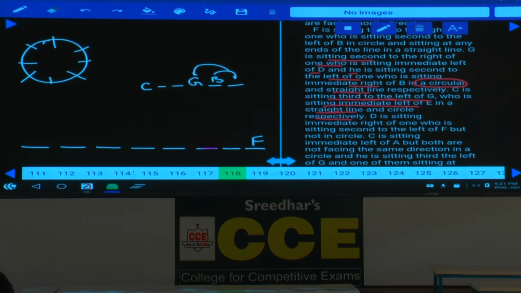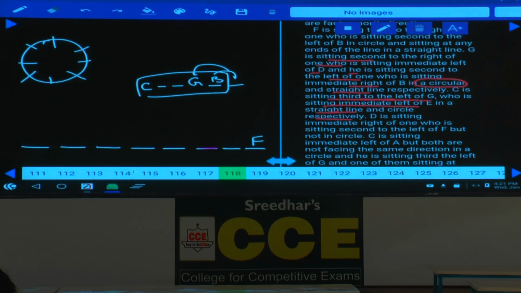C is seated third to the left of G, G who is seated to the immediate left of E in a straight line and circle. Now the first information is about only this one in a row, and the second information will be regarding the circle. And C is to the immediate left of whom? Now C is third to the left of this one, 1, 2, and C blank blank G and B is the order. Done with this?